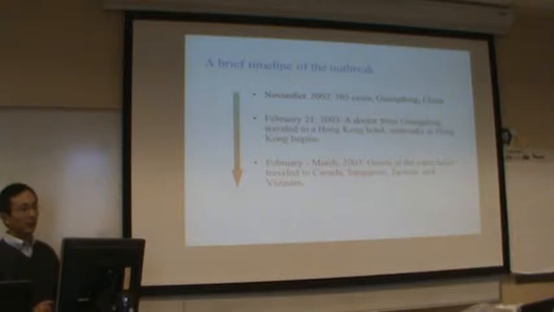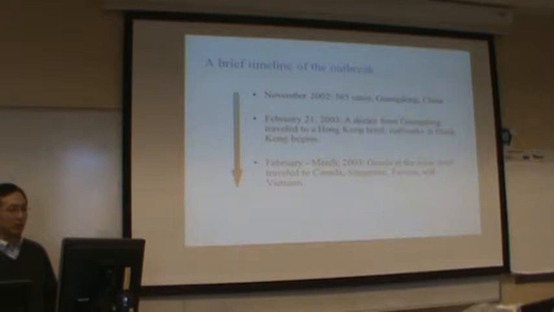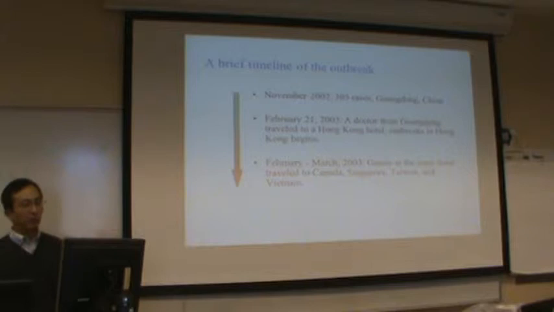So we know the timeline. In fall 2002, there were about 300 cases in the southeastern part of China. And then, unfortunately, a physician traveled to an international meeting in Hong Kong and stayed at a hotel. Every guest on the entire floor was unfortunately passed the virus, and since it's a vacation spot, people spread out to the rest of the world.